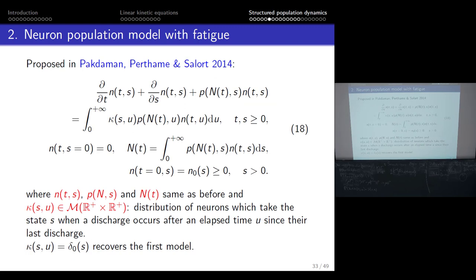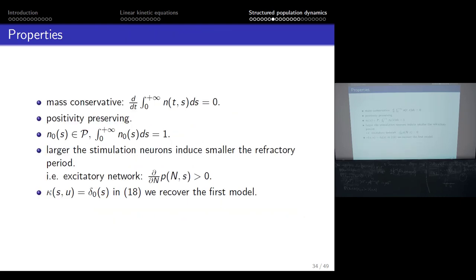Okay, so this is the first model, and the second model is a little bit of a modification of the first one with this integral term on the right hand side. This gives a memory effect to the neurons. After firing, they don't start from zero. They wait a bit and they start from some state which is close to zero. So this right hand side gives that kind of effect, and it also has this boundary condition zero. And this kernel gives the distribution of neurons which take the state S when they discharge at time U, right? If we consider this kernel as the delta function at S, then we recover the first model.